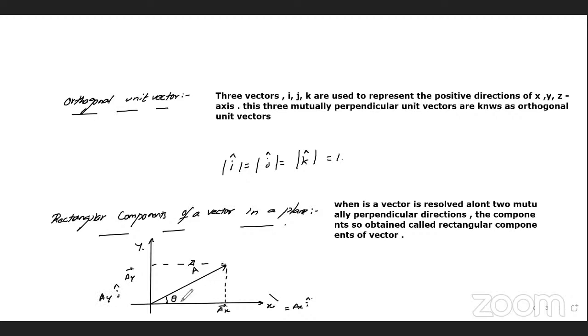So A_x I cap and A_y J cap. So I cap, I specify the direction for the x-axis. So J cap, I specify for the y-axis. So here, remember this is J cap. Okay, now we'll see the relations here.